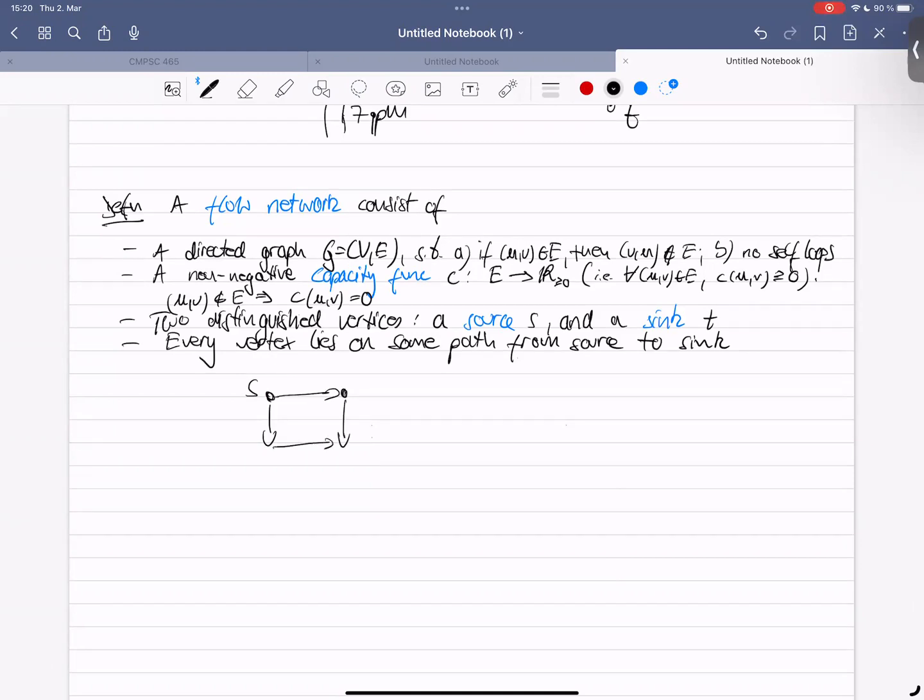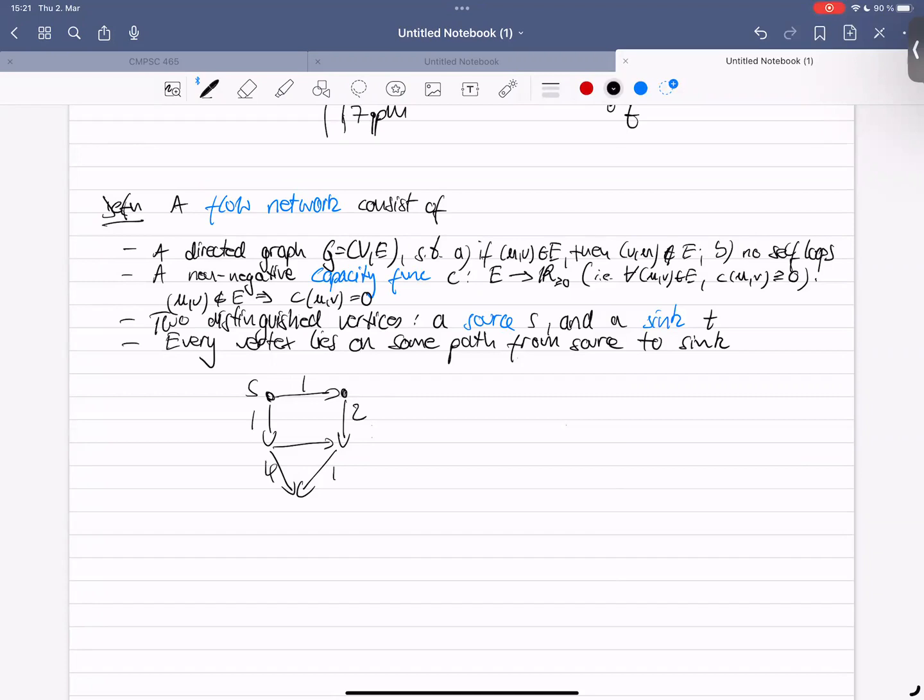This vertex and this one. So based on our definitions, I have to assign some capacities, which in this class I will always denote in black color. So whenever I have black colored numbers on our edges, these denote capacities. One, one, or one, two. These are just some capacities.